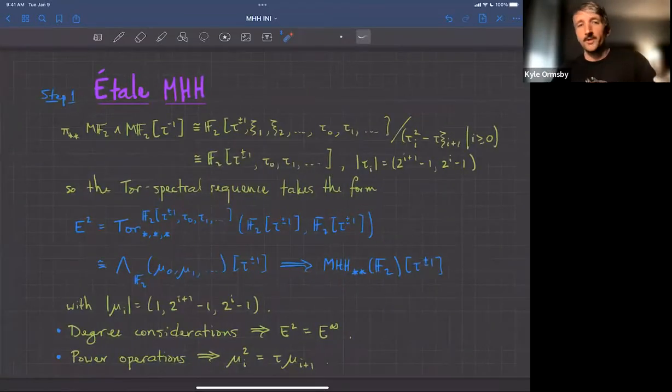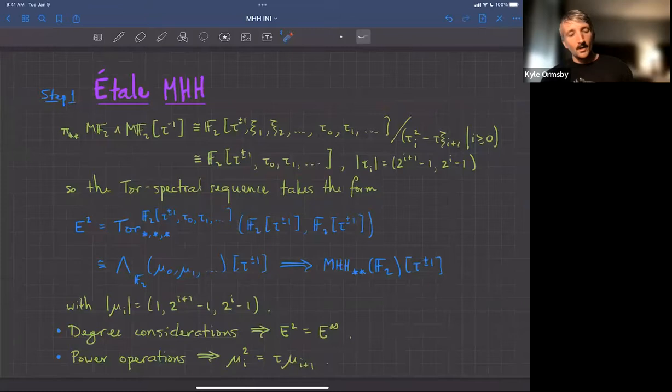Okay, so let's do the tau-inverted piece. We're talking about inverting tau everywhere, and that means we can run this Tor spectral sequence where tau has been inverted everywhere. When we invert tau in the motivic dual Steenrod algebra, we've got this relation, tau_i squared is equal to tau times xi_{i+1}. Now that tau is invertible, we see that the xi_i's are redundant. We can solve for them. And so we can represent this algebra as just a polynomial on the tau_i's, along with tau^{±1}.